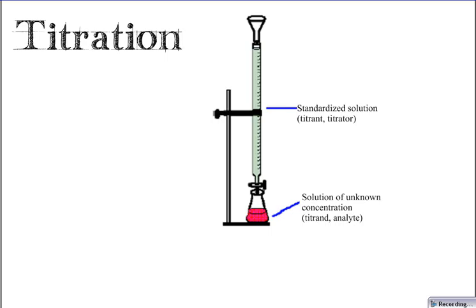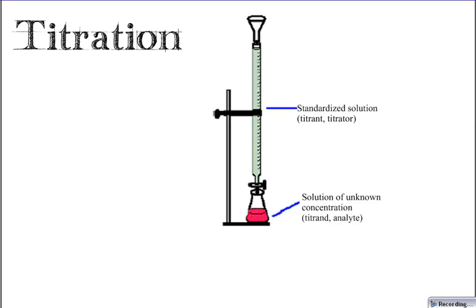Let's say you have an unknown liquid, and you wish to determine the concentration of this unknown. If you know that it's acidic, or if you know that it's basic, or you have an idea of what reaction will occur, you can carry out a volumetric analysis, or a titration.